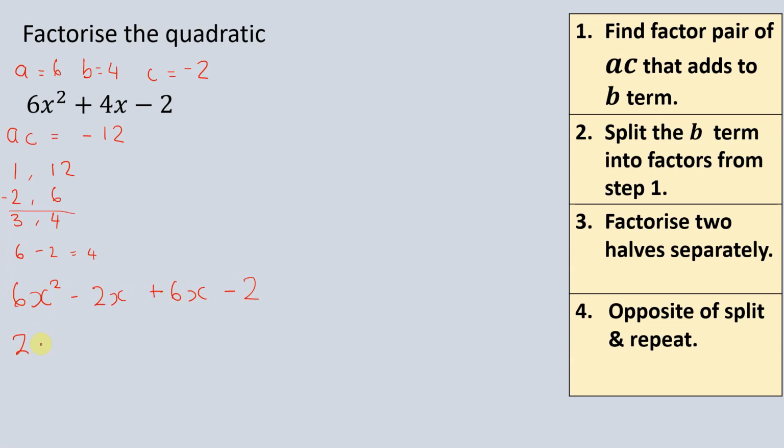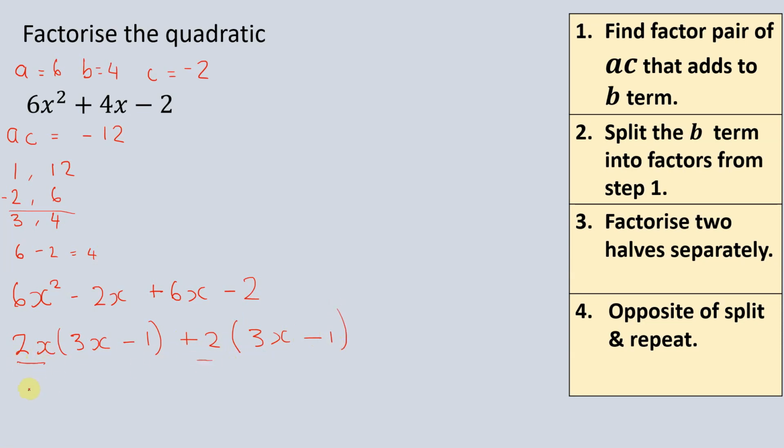The next stage is to factorize. So we can factorize 6x squared minus 2x by taking out the 2x outside the bracket. And inside the bracket we have 3x minus 1. And we can factorize 6x minus 2 by taking plus 2 outside the bracket. And inside the bracket we have 3x minus 1.